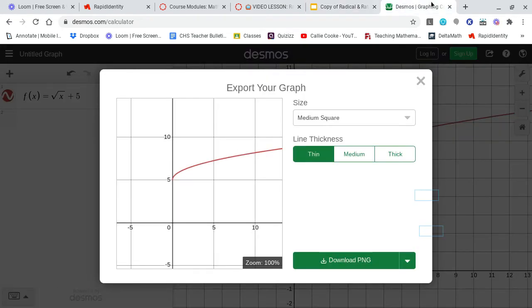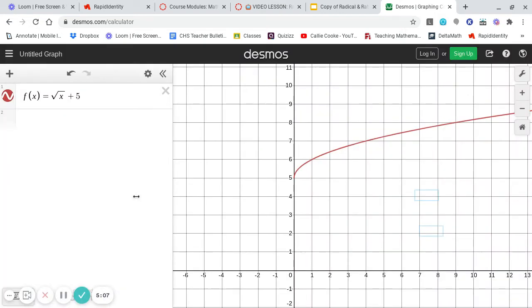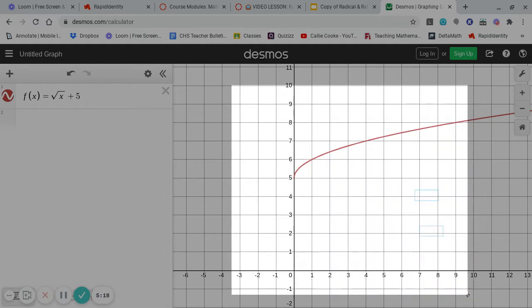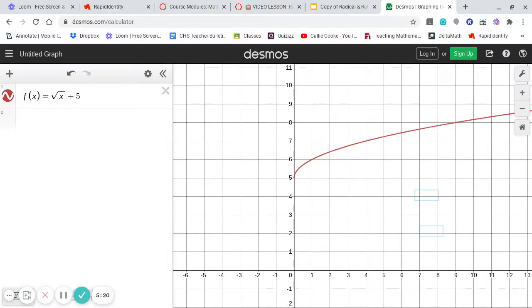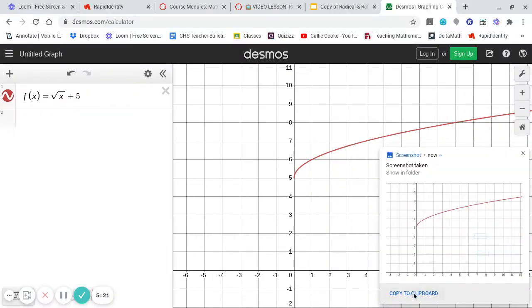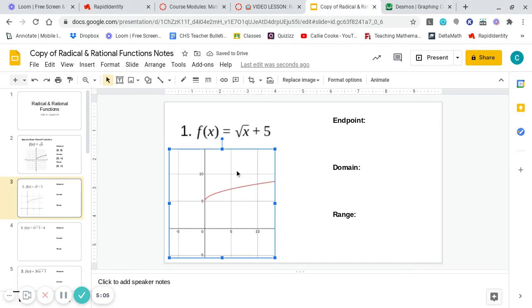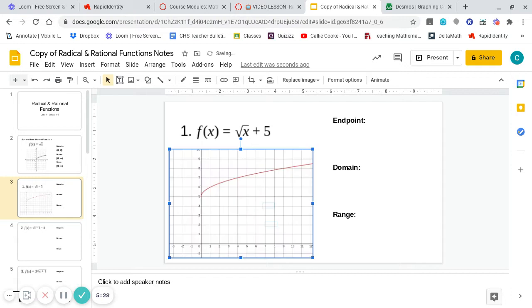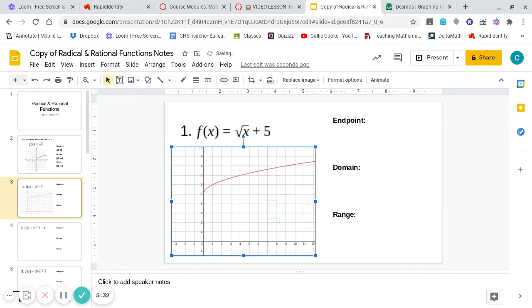I like better taking just a screenshot. So Control Shift and then the button with the box and 2 lines at the top. I can drag and cut my picture, what I want the picture to be, and then copy to clipboard. And so instead of this one, I can hit Control V and I can have that one.